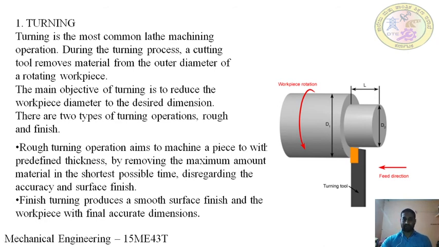Finish turning is the process of removing a very small amount of the workpiece over a long time in order to give a good surface finish and good dimensional accuracy. The final accuracy or dimension is achieved by finish turning only.